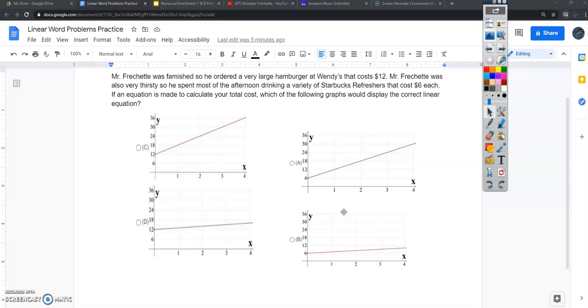If an equation is made to calculate your total cost, which of the following graphs would display the correct linear equation? So yes, we do have a multiple choice, but I'm going to go to my two special guests because we're going to start highlighting key words in here to figure out where we need to go next so we can find the correct answer.